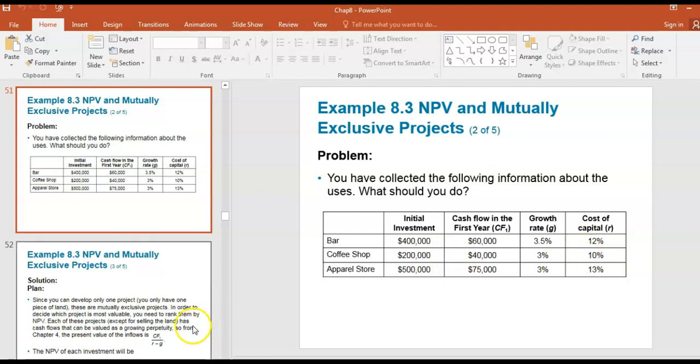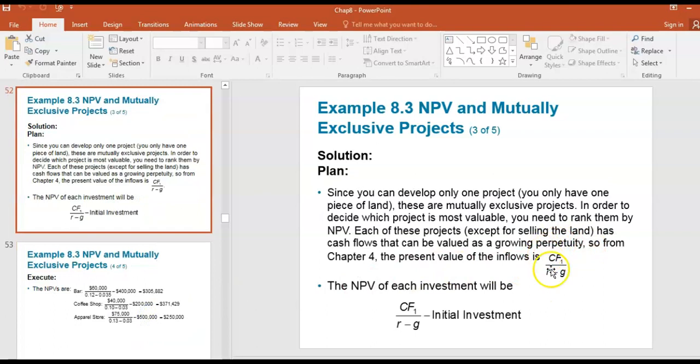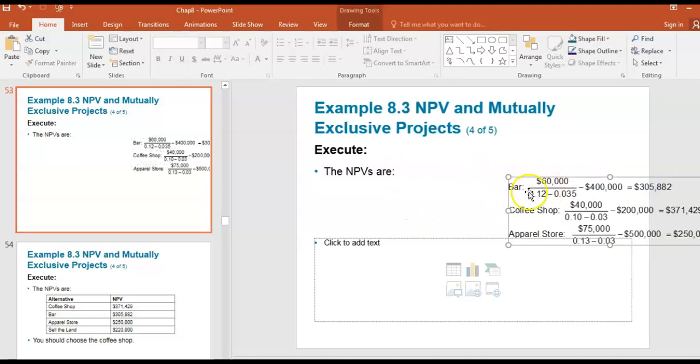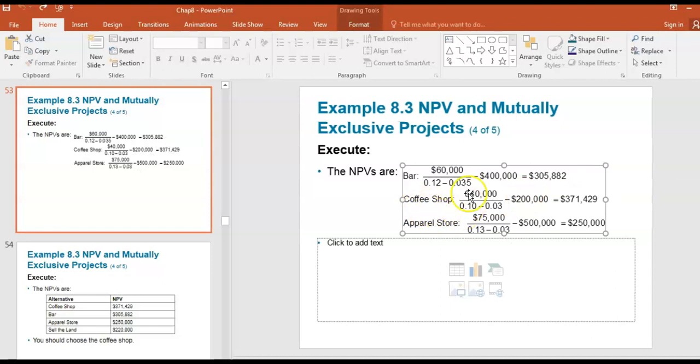So right off the bat, hopefully, when you see a constant growth rate and an initial cash flow in time period 1, you start thinking about our growing perpetuity formula, what we did so much with our bonds and our stocks. All right. So let's look at the net present values. The net present value for the bar takes the present value of all of those benefits and subtracts off the present value of the costs. The coffee shop, the same thing. The apparel store, once again, present value of the benefits minus the present value of the costs. Now we have their net present value.